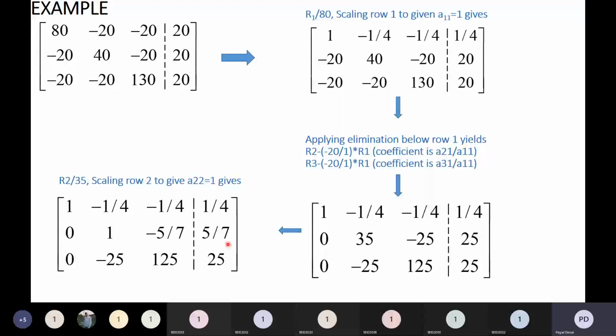Now, what will be the next step? You will eliminate this minus 25 and minus 1 by 4. That will be shown in the next slide.